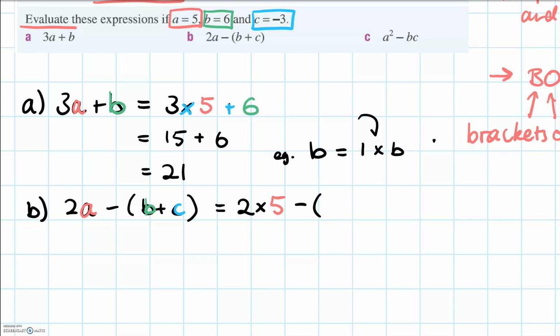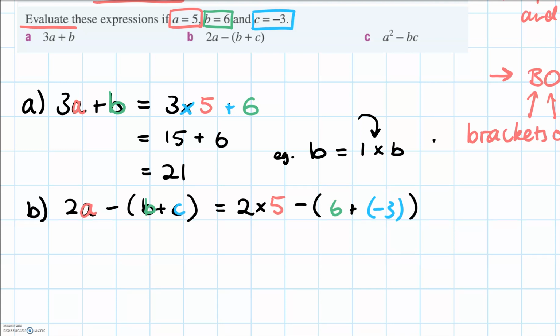We don't actually write this 1 because if I wrote 1b every time I saw a b, it'd be quite annoying. So when I see a b or just any pronumeral by itself, it's just 1 times that pronumeral. So here I'm going to have 6 plus, well, we have negative 3. Negative 3. I'm going to put that in a bracket again.